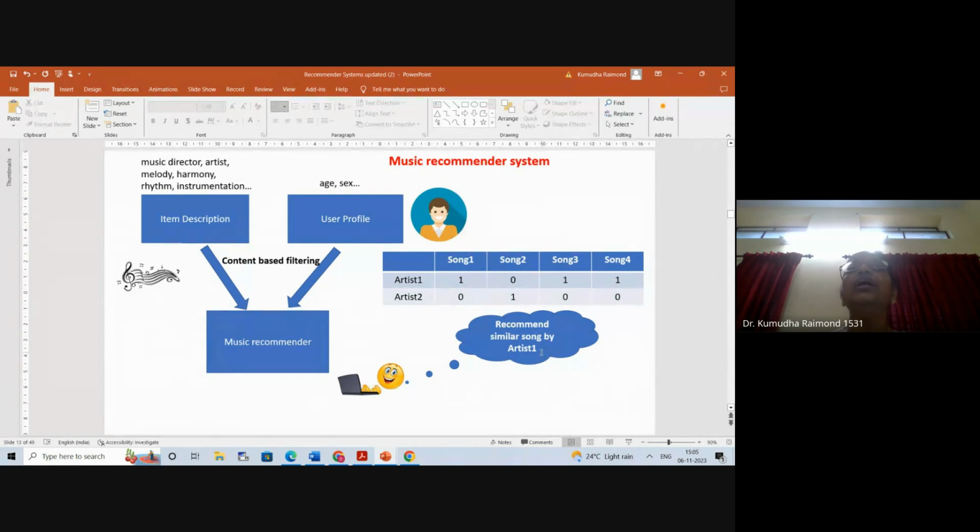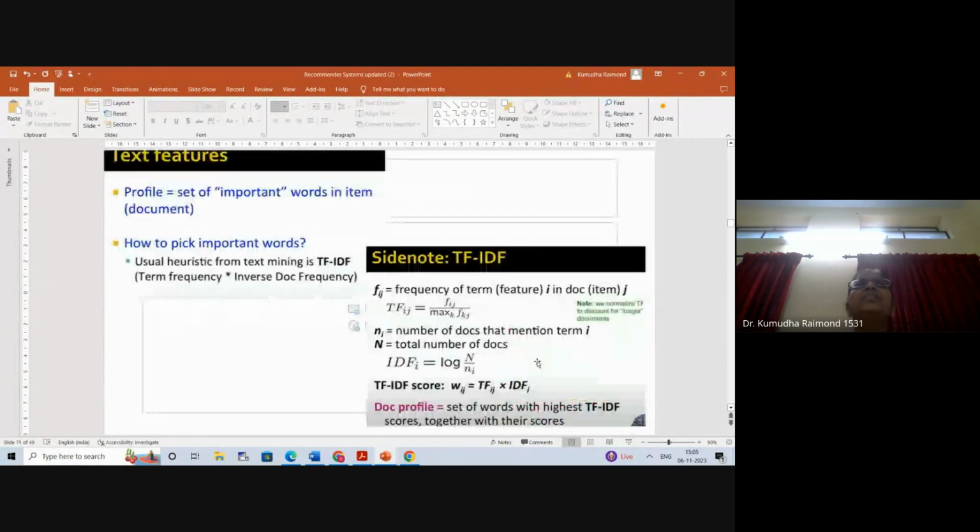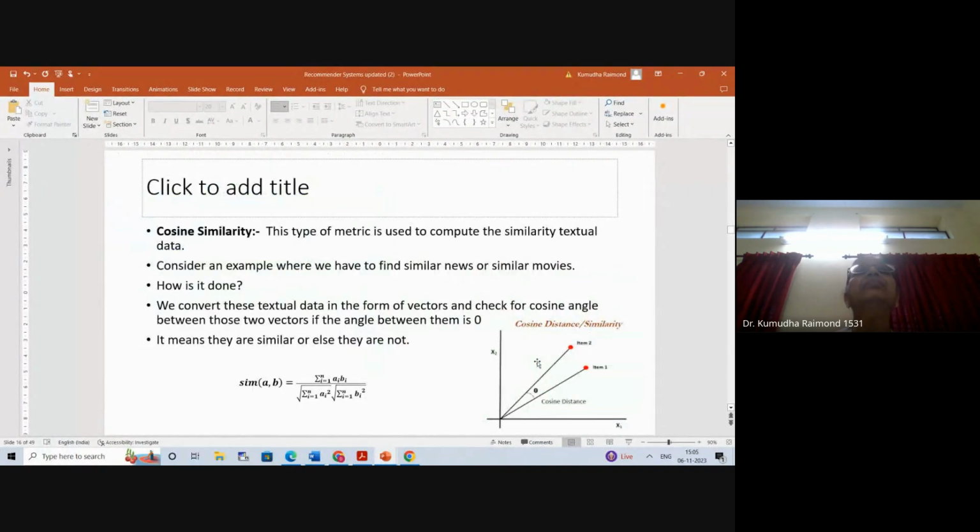It will recommend similar songs by artist one. For example, I am very much interested in artist one. You can see here, with artist one, I am interested in song one, song three, and song four. But with artist two, I'm interested only in song one. So based on my previous taste, it is going to construct this, and recommend the songs which I like, or songs by a particular artist. So here it is recommending all the songs by artist one. Similarly for movies. That is called content based filtering.